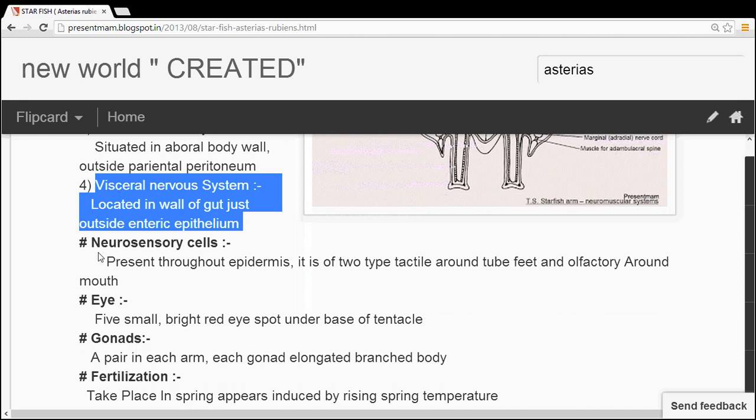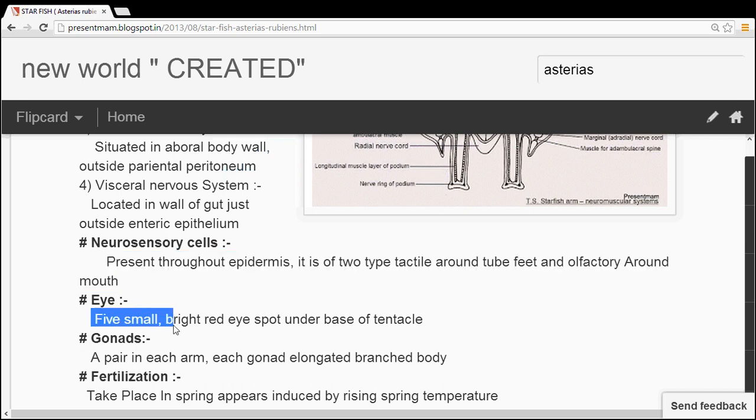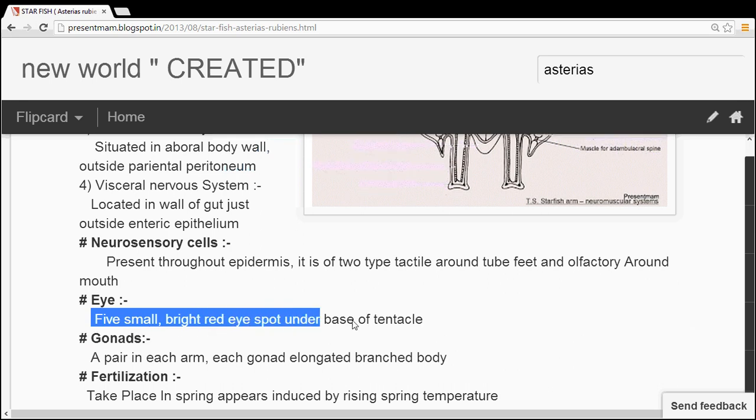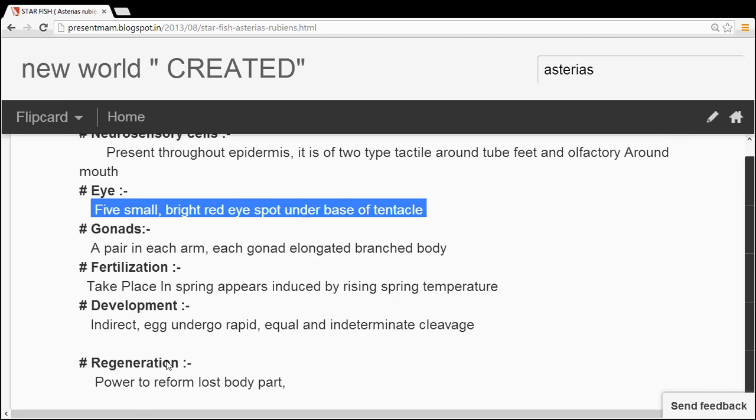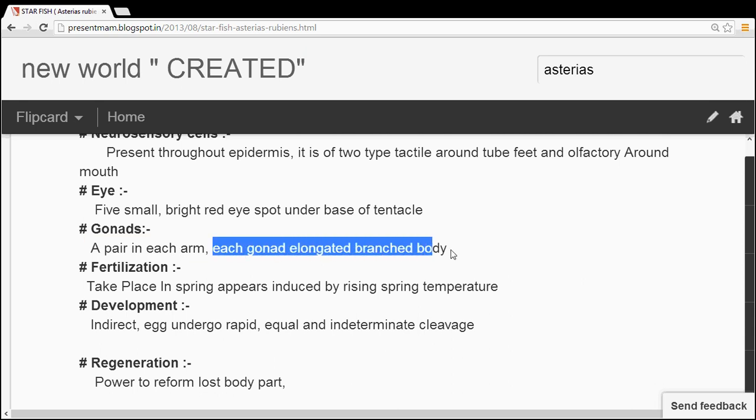They have neurosensory cells present throughout the epidermis. They are of two types, tactile around the tube feet and olfactory around the mouth. Their eyes are five small bright red color spots under the base of the tentacles. They have a pair of gonads in each arm, elongated with a branched body.